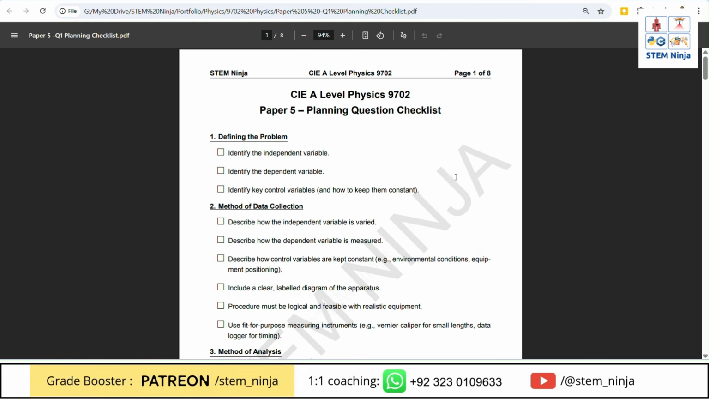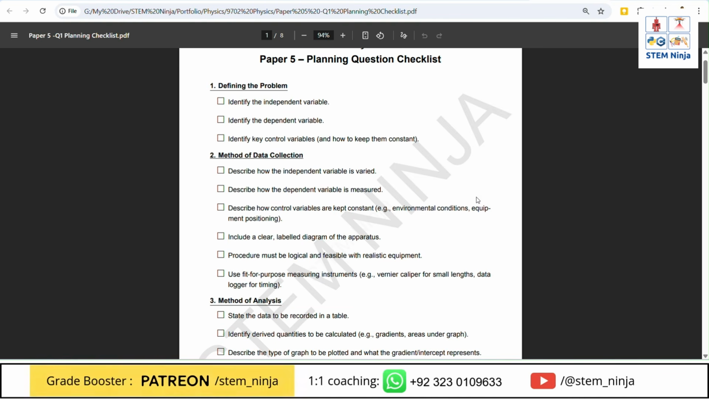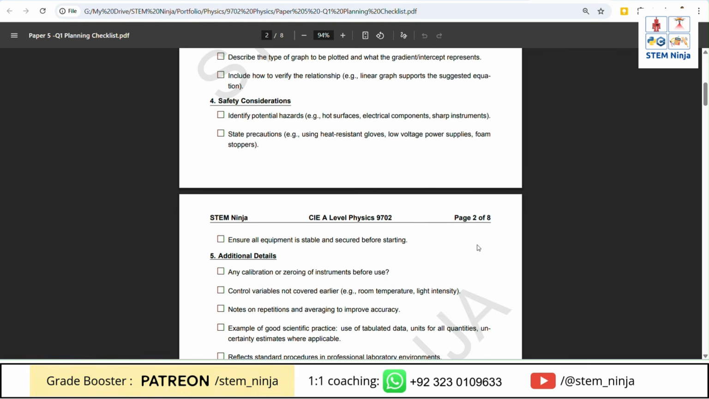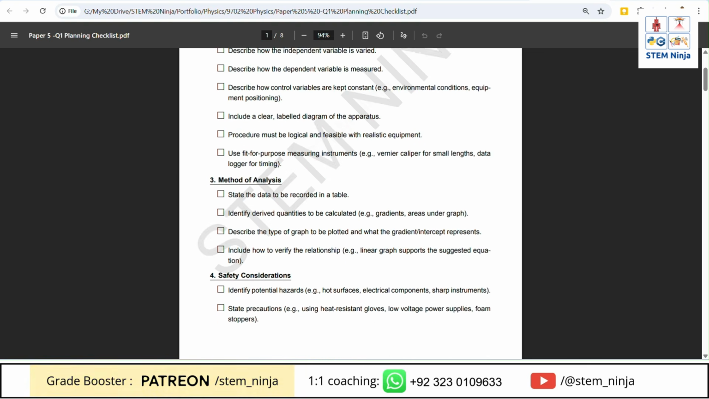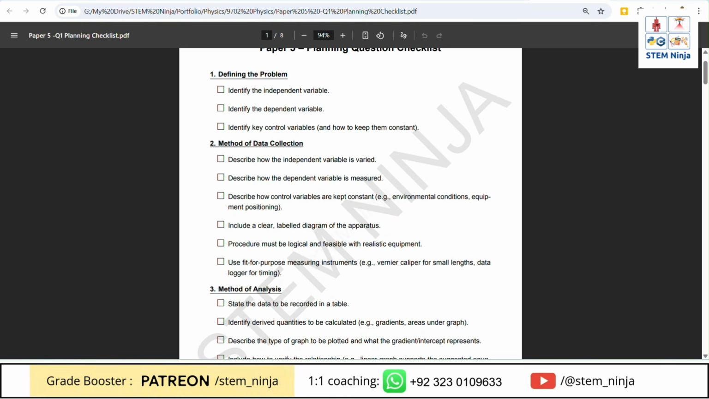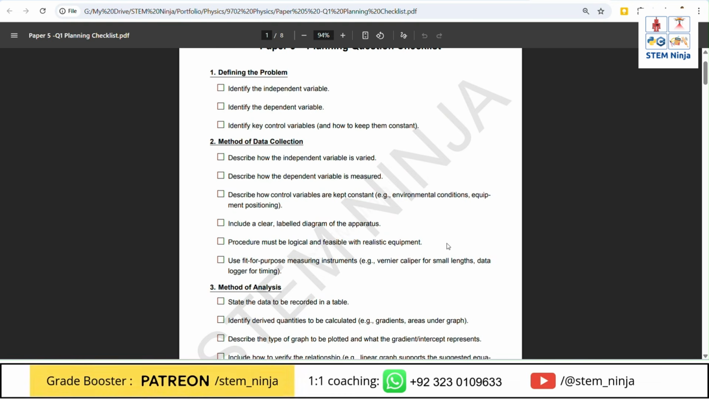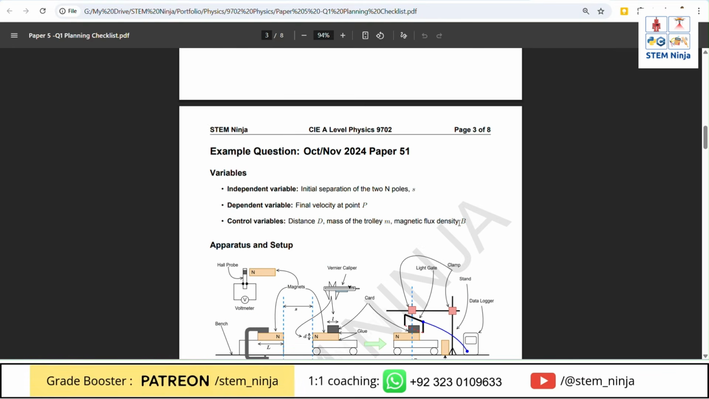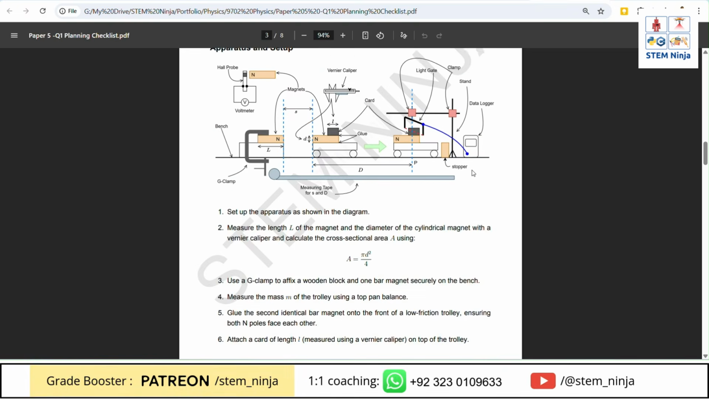And last but not the least, the paper 5 planning question. Although this is straightforward, students sometimes miss a few things that result in loss of marks. So we have created a sort of checklist for this, which is based on the syllabus requirement, the marking scheme, and the examiner reports. And we have included some solved examples also.